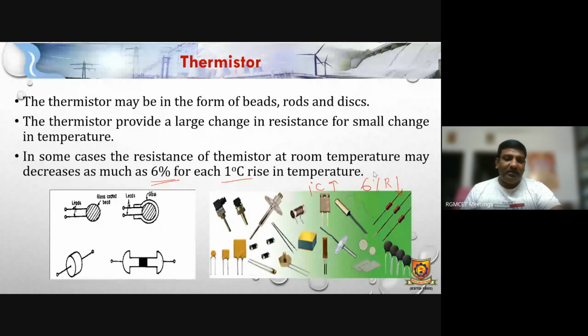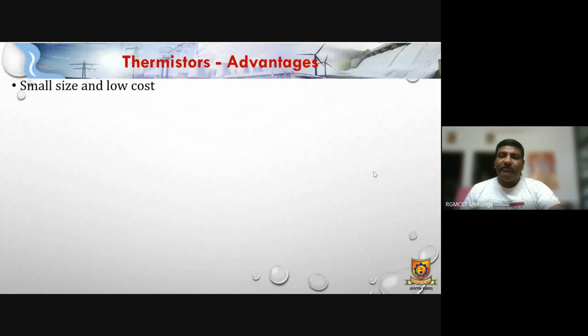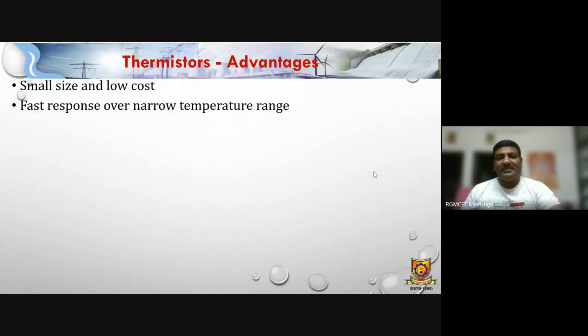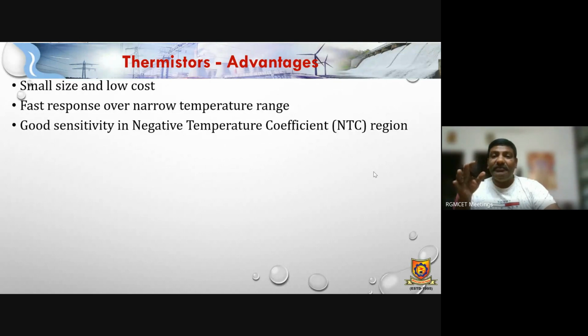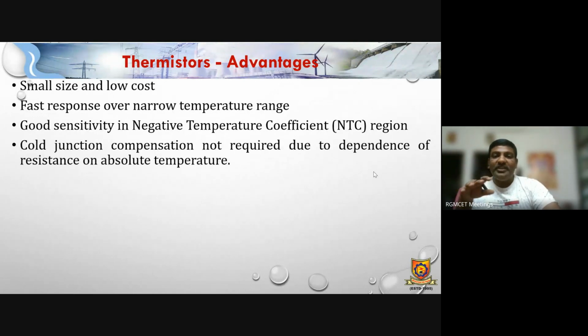So these are the available types of thermistors in the market. Advantages: small in size, low cost, fast response over a narrow temperature range. Even at short temperature ranges we can have a fast response in the change in resistance, and good sensitivity in the negative temperature coefficient region. Of course the thermistor works in the negative temperature coefficient region. And cold junction compensation is not required, due to the dependence of resistance on absolute temperature.